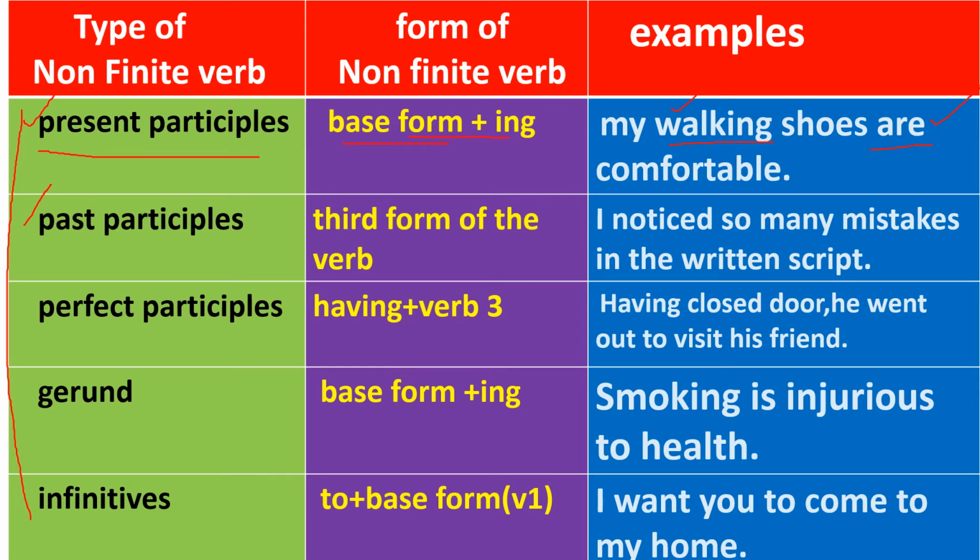All the past participles are taken as non-finite verbs. Past participle means verb 3, the third form of the verb. Eaten, drunk, written, the third form. Write, wrote, written, the third form written. That is called past participle. Eat, ate, eaten. Eaten is the third form. That is called past participle. Only the past participle without any helping verb is taken as a non-finite verb.